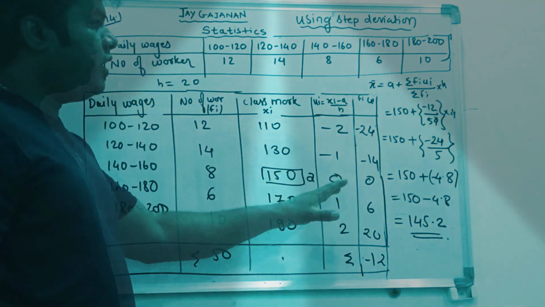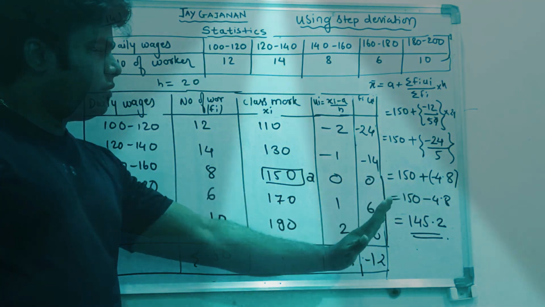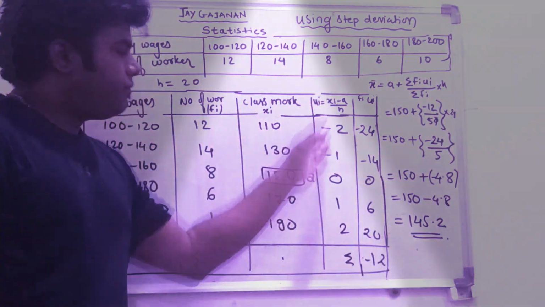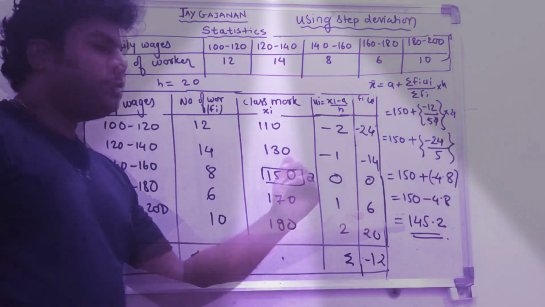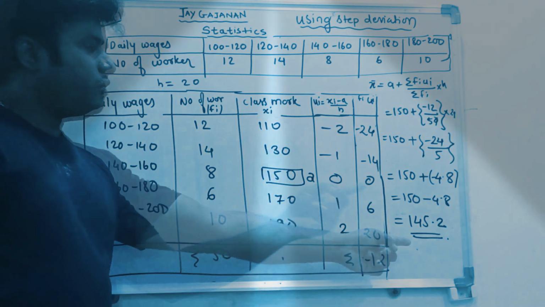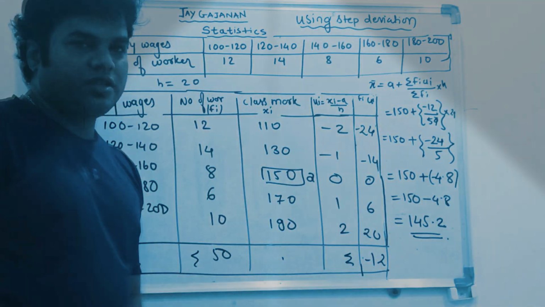So this is the easier way. If you go for the calculation, you will get the correct answer, don't worry about it, but again this is the easier way, so use this and get the correct answer. In the previous video we saw the same answer with the assumed mean method, now with the step deviation method. Thank you.